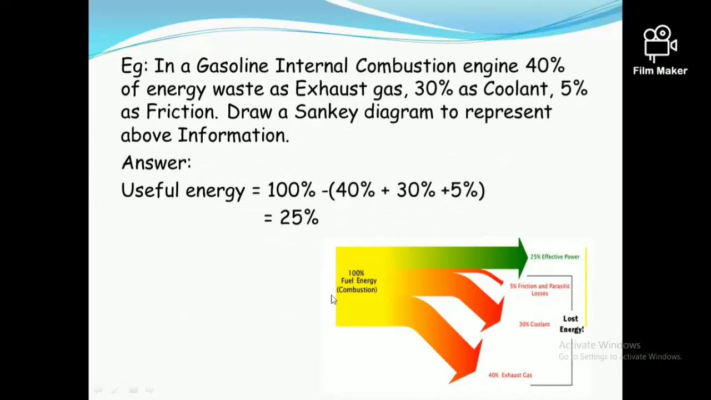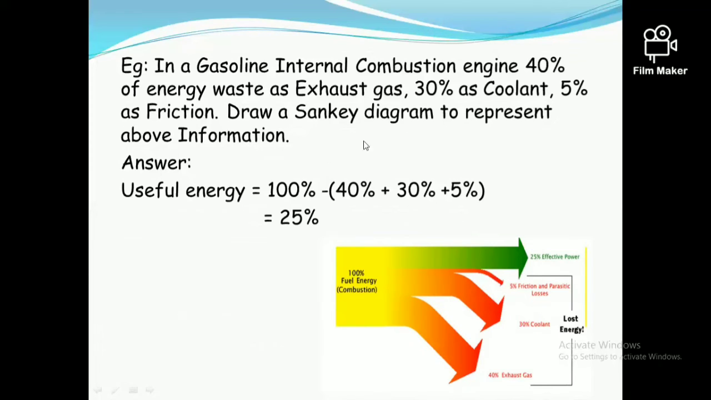So 100% over here, 25% over here, 5% over here, 30% over here, and 40% over here. When you draw the widths of this line, it should be proportional to 100, 25, 5, 30, and 40. This is a way of drawing a Sankey diagram for this given information.